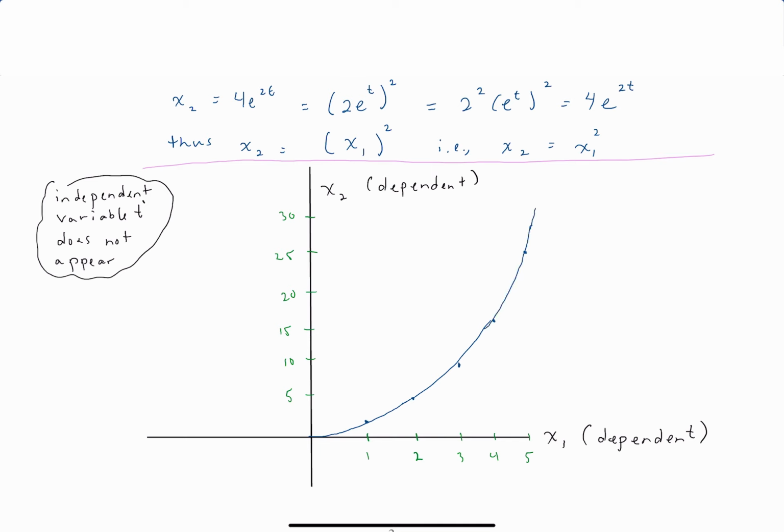By the way, this kind of graph where you have the two dependent variables for your system is called a phase plane. That's why this topic is called phase plane analysis. So this is what we're going to be analyzing, this type of graph.